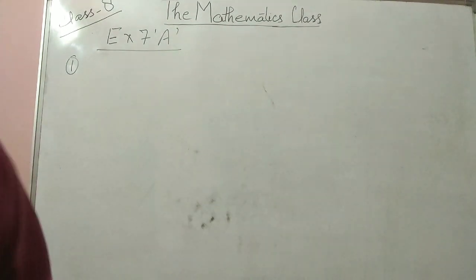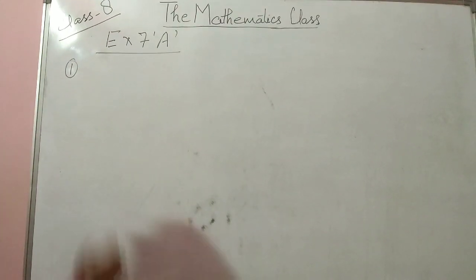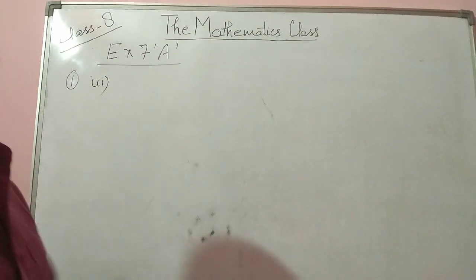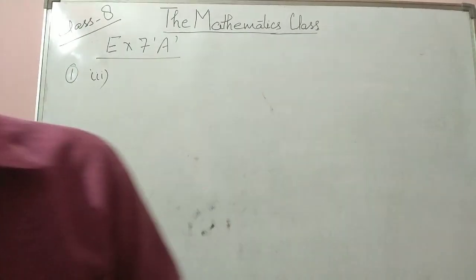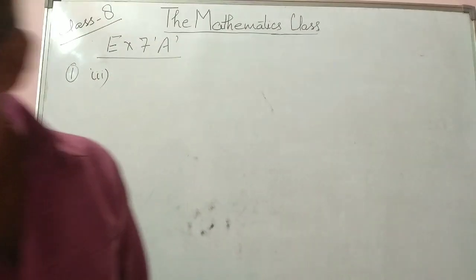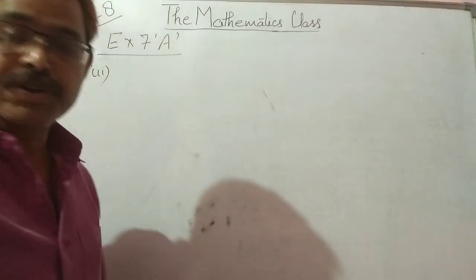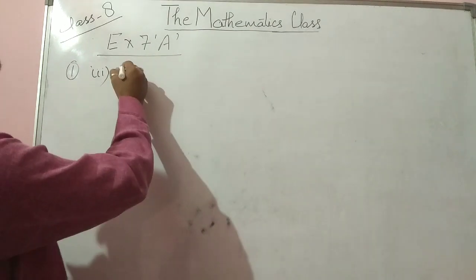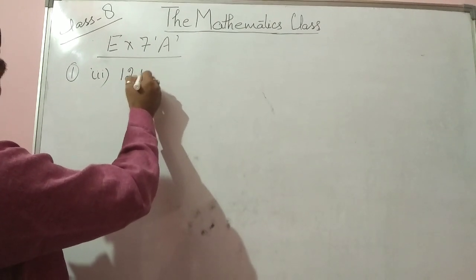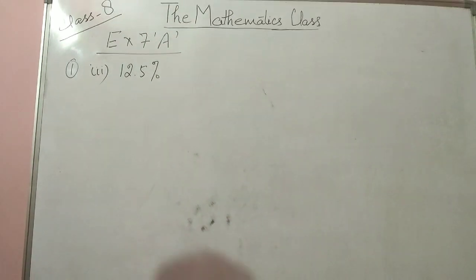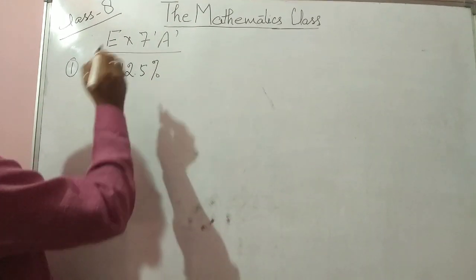Now question number 1 has 5 parts. I am doing the third part and I will be doing the 5th part. The question is, write each of the percentages as a fraction and decimal. Means the question is given in the form of percentage. In the first one it is 12.5%. You have to write it in decimal form as well as in the fraction form.